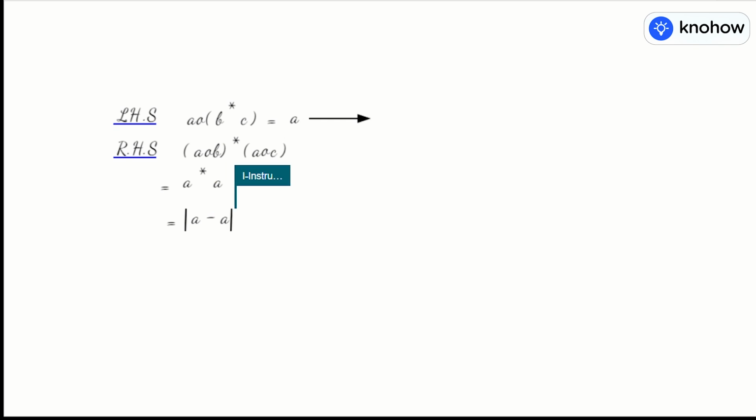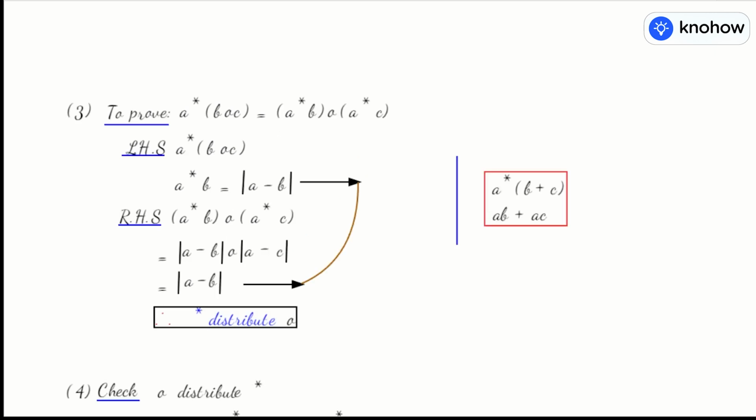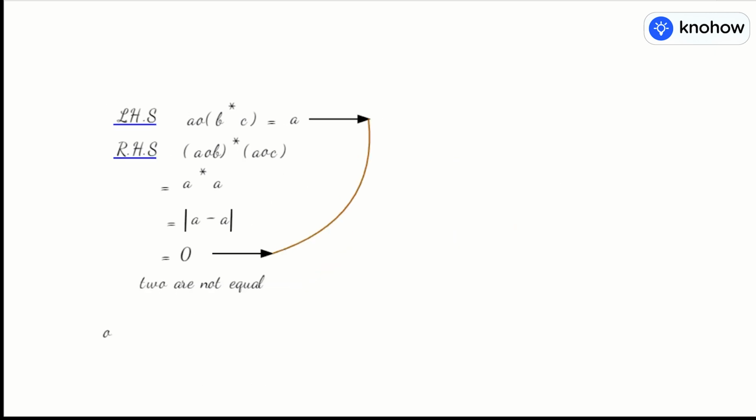So on one side you get A, other side you get 0. Obviously the two are not equal. So we conclude that the binary operation O does not distribute star. So that is it.